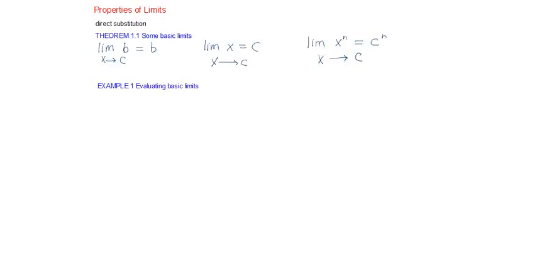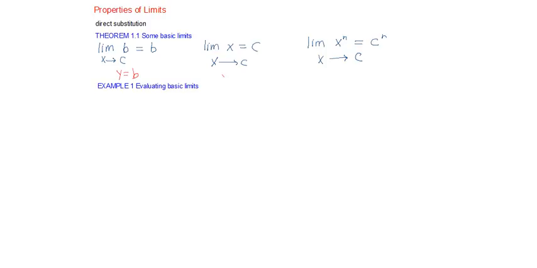All right, so when we have continuous functions, we can use direct substitution. In order to understand this better, you have to visualize the graph. This is saying the limit of this function as x approaches c equals b. This is the definition of a function. The function in this case would be y equals b.